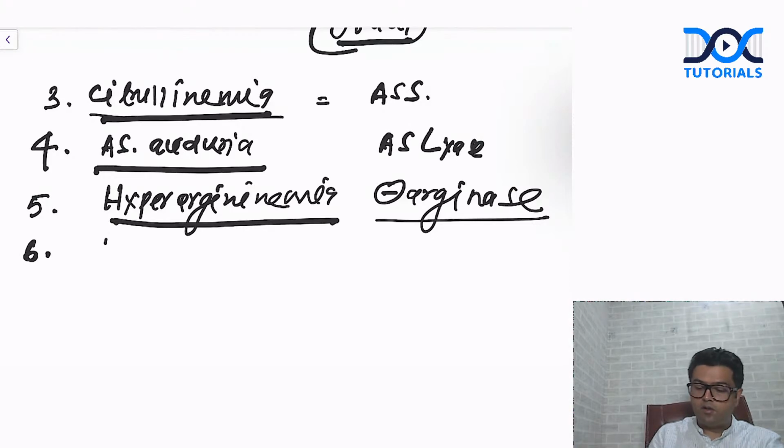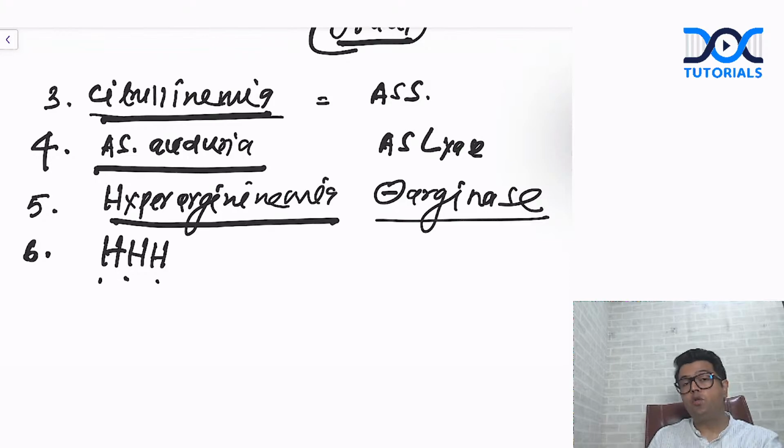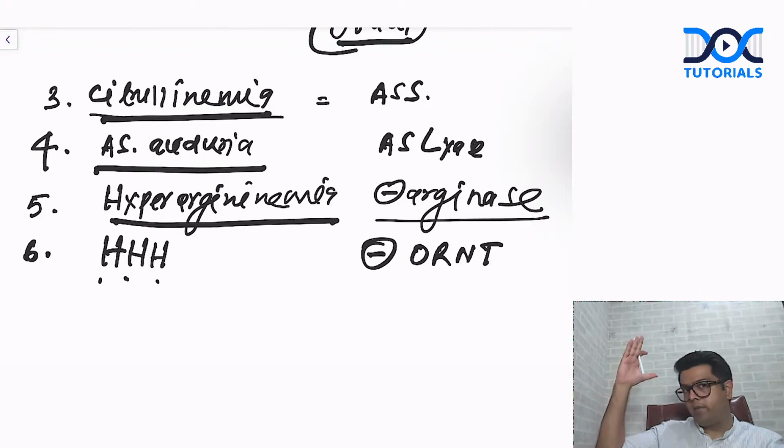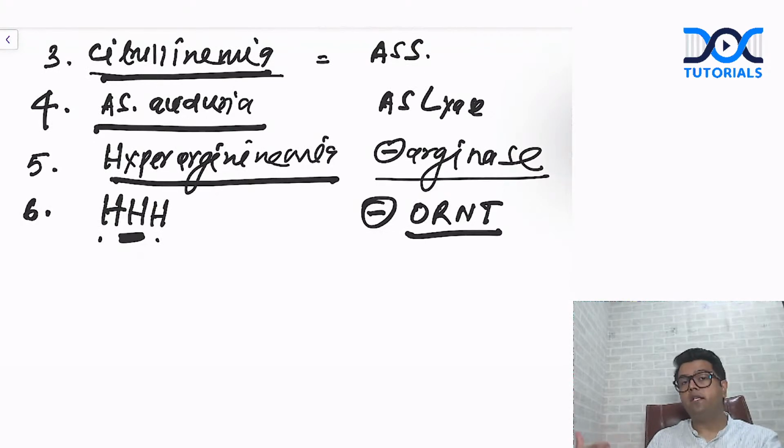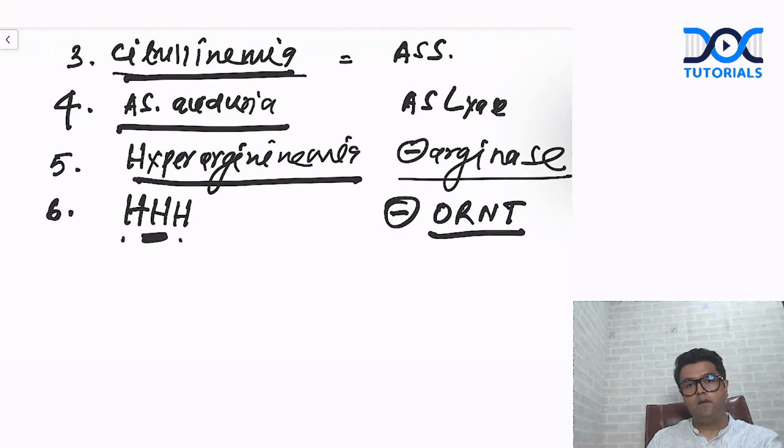And last but not the least is triple H syndrome, where the first H is hyperammonemia, the second is hyperornithinemia, and the third is homocitrullinemia. This is due to the deficiency of ornithine translocase, which sends ornithine back to the mitochondria in the last step. So if ornithine is not going back, it may appear in blood, hyperornithinemia. Correct, guys? And hyperammonemia, obviously, because the urea cycle is disrupted, and homocitrullinemia, because of carbamyl phosphate in the first step.